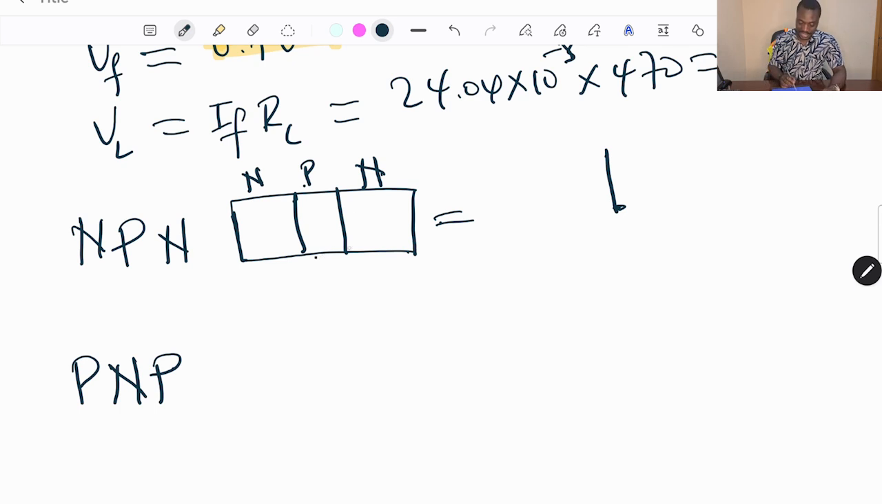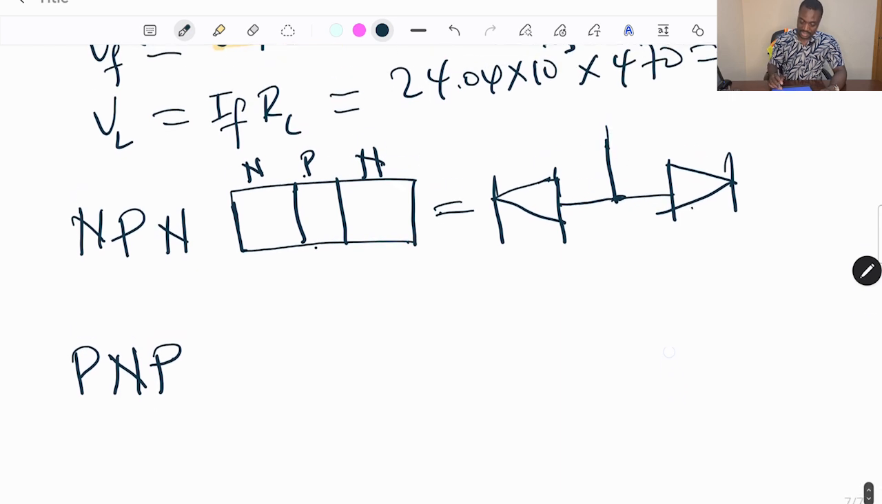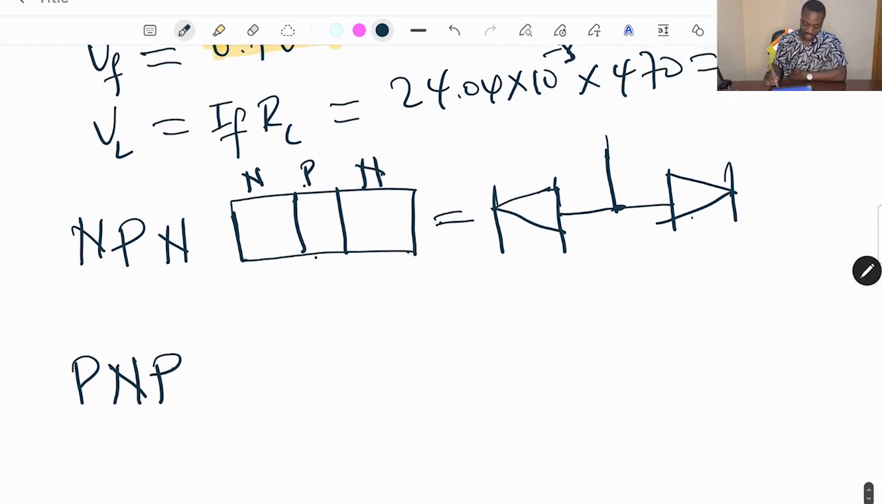So you can see here I can have PN, meaning we have a diode here. So this diode with this. And now we have NP, which is another PN junction. So we have this. So here is just our two-diode equivalent.